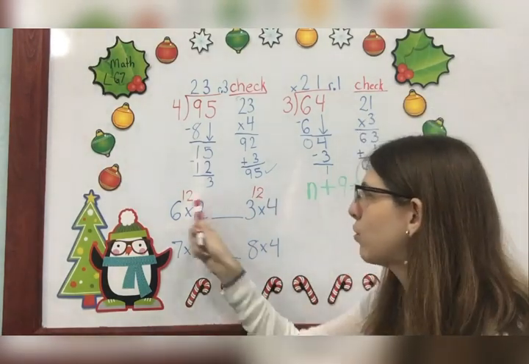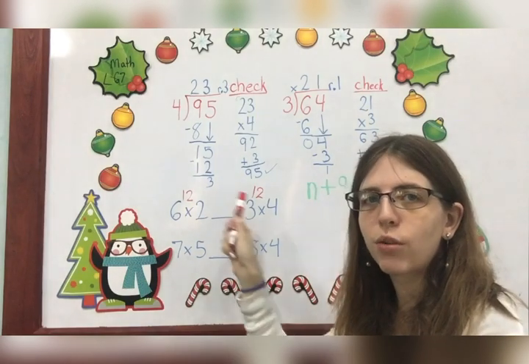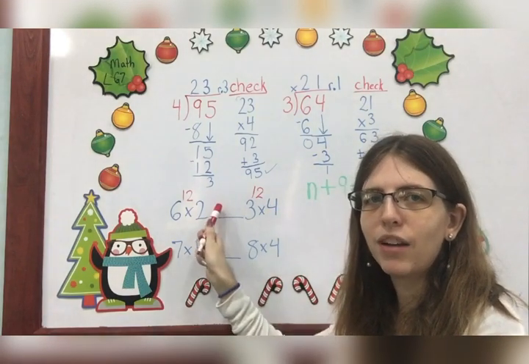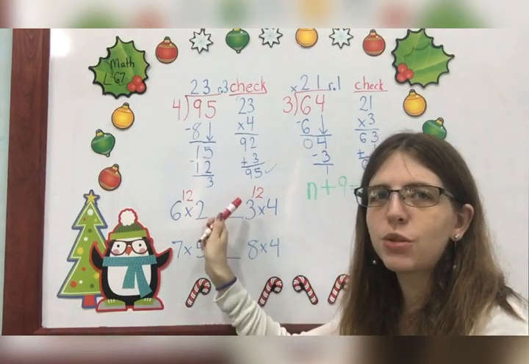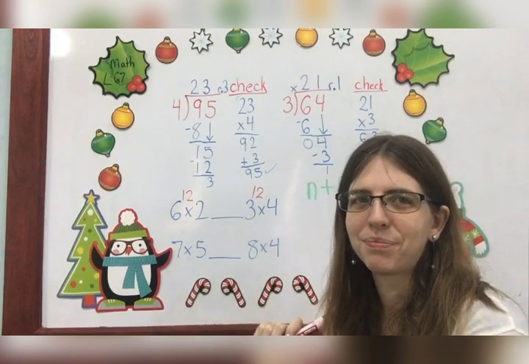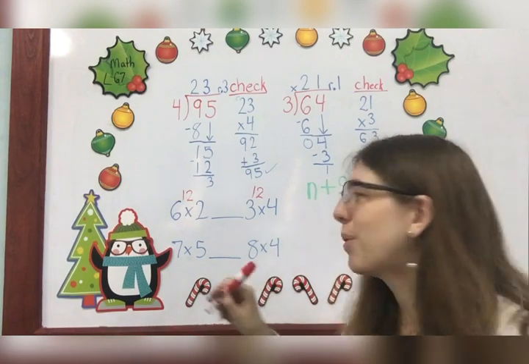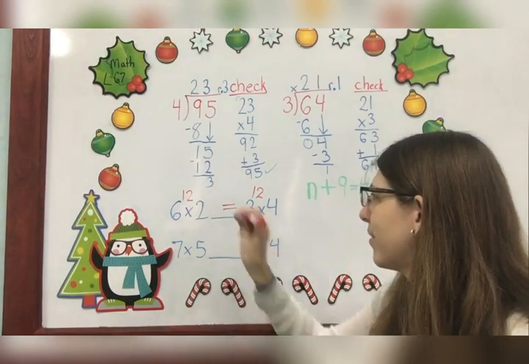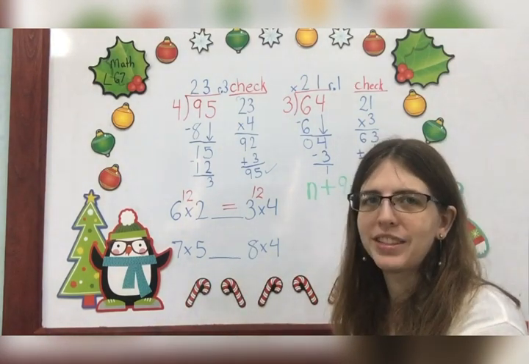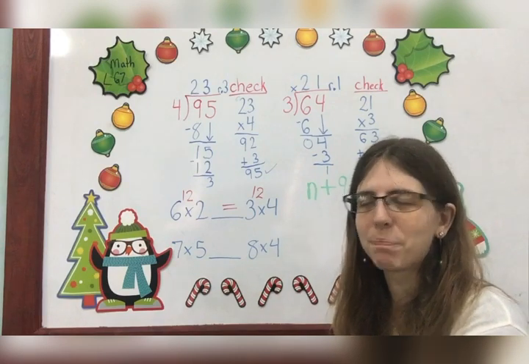All right, so 12 and 12. Is 12 greater than 12? Is 12 less than 12? Or is 12 equal to 12? Mariana? Equal, very good. So 12 equals 12. 6 times 2 equals 3 times 4.